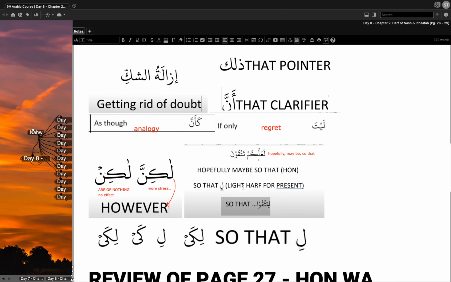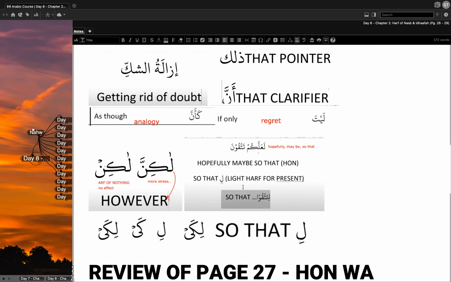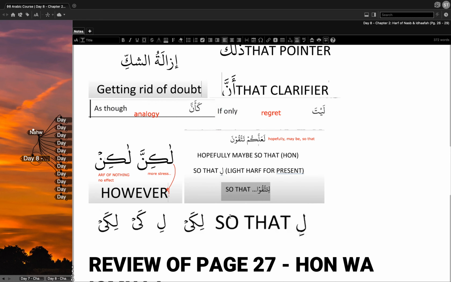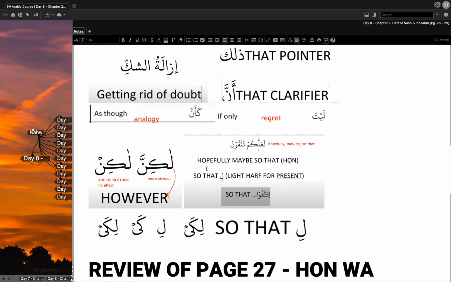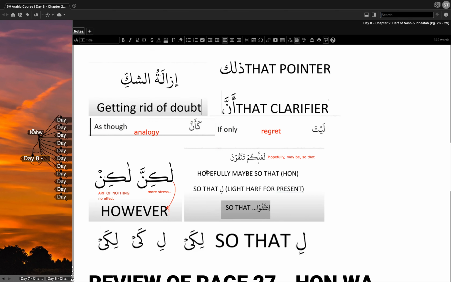Ustadh was explaining that. When we say "so that," it's something causative, something leads to another thing. For example, I give you your money so that you can eat. But here, with la'alla, there's some element of doubt. You are not 100% sure. It's not like it has to happen. So hopefully, maybe, something like this.